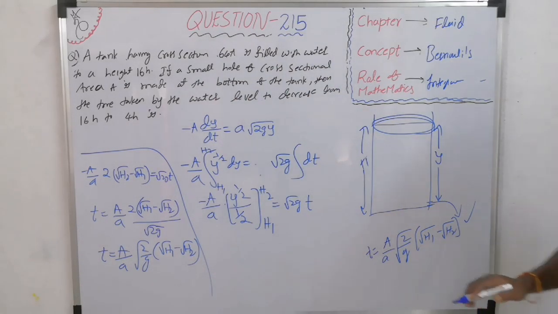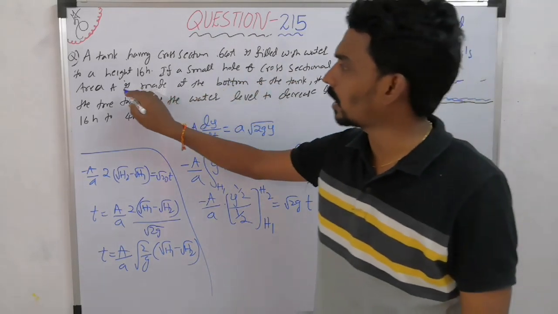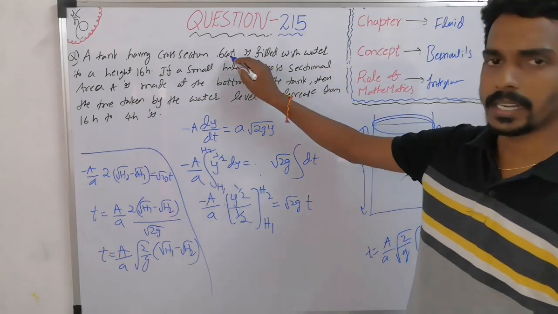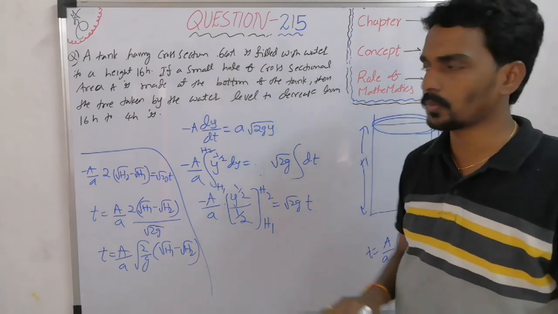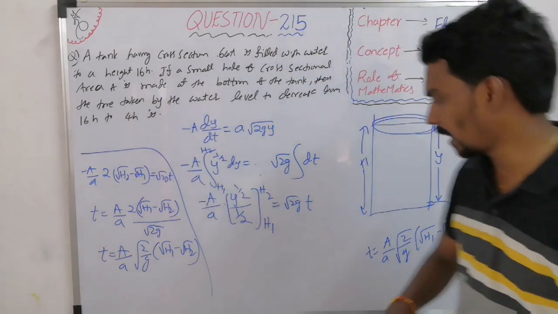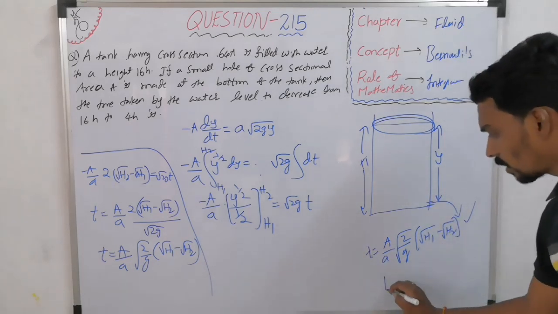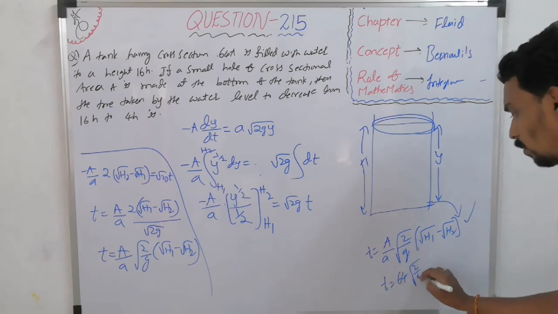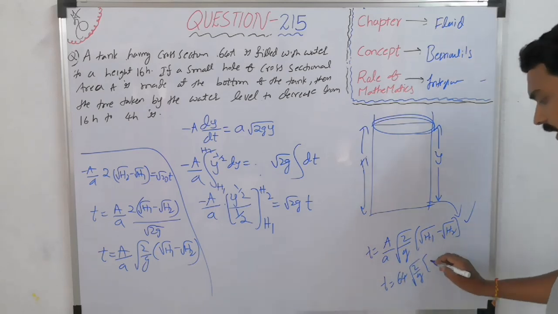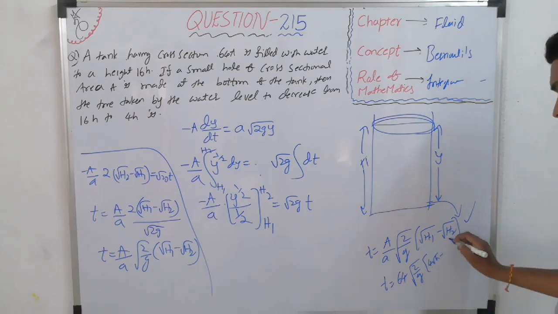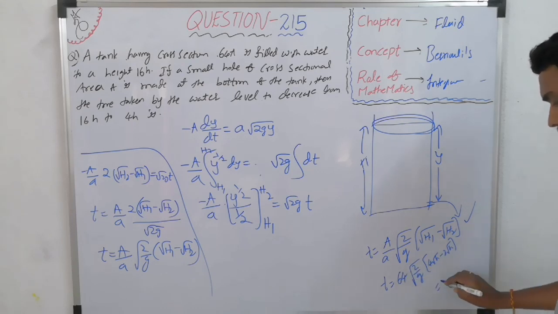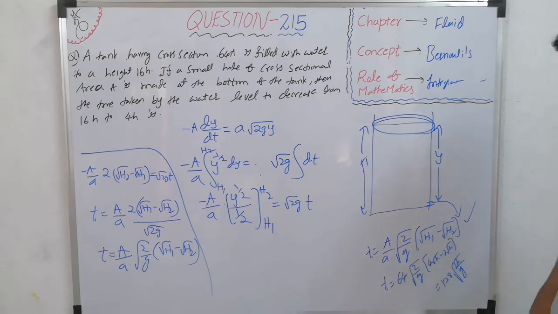So in the given question the initial level was 16h, now it should reduce to 4h, and the area of cross section of the tank is 64a, the area of the hole is a. So if you substitute, this is 64 A by a, 64 under root 2 by g, this is root 16h, 4 root h, minus root 4h, 2 root h, equals 2 root h. So 2 into 64, 128 root 2h by g.